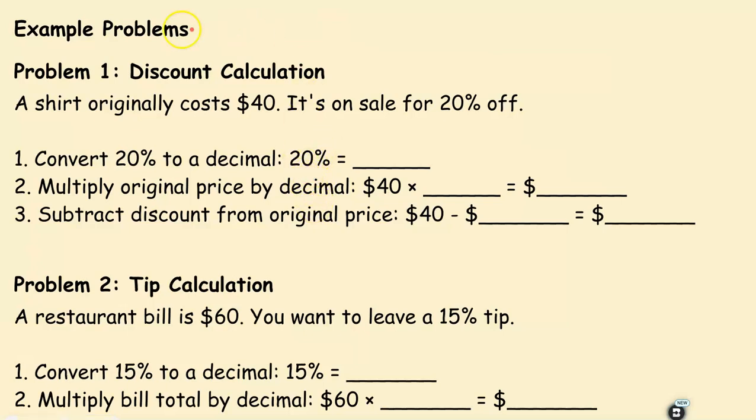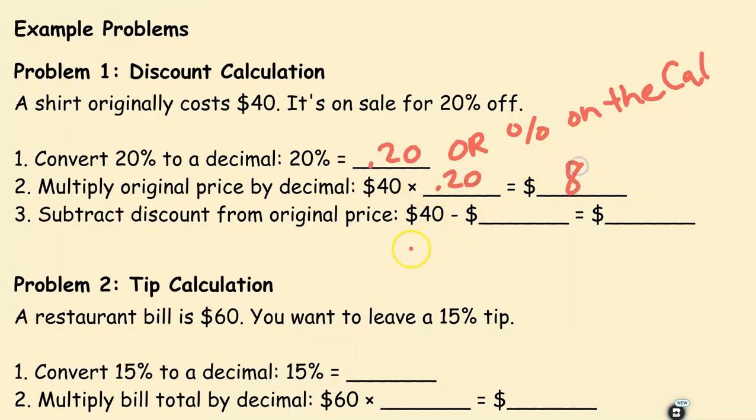Here are the example problems on your notes. A shirt originally cost $40. It is on sale for 20% off. Convert the percent to a decimal, or just use the percent key on the calculator. I can write "or calculator," but you can do one or the other. Multiply the original price by the decimal, and you will get 8. Then, if you want to know the sale price, you take 40 minus 8, and the answer is 32. Pause if you need to.